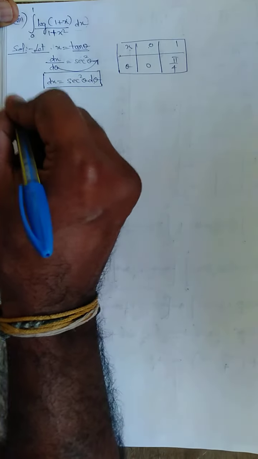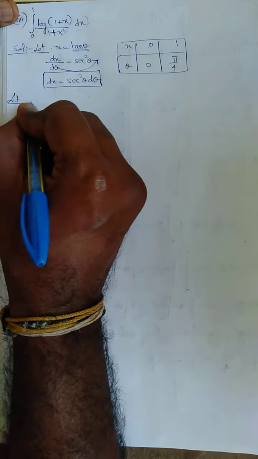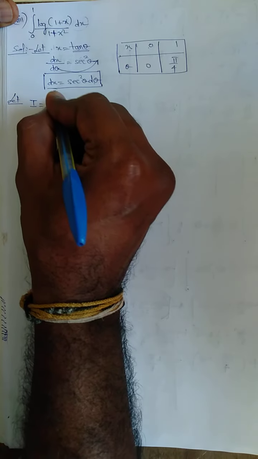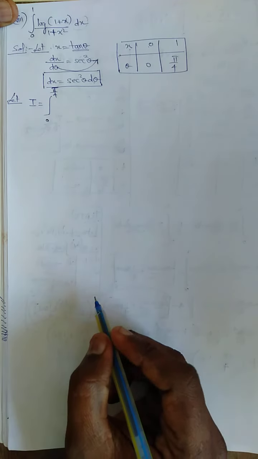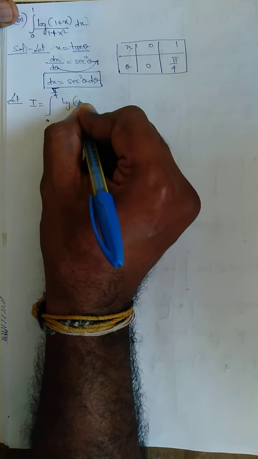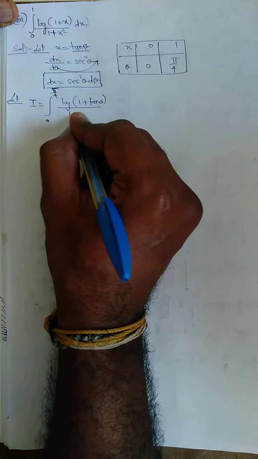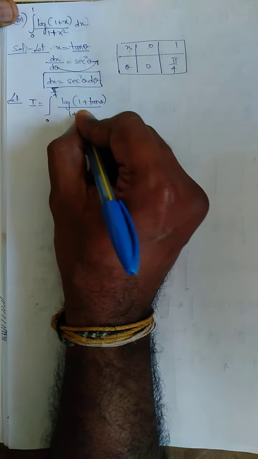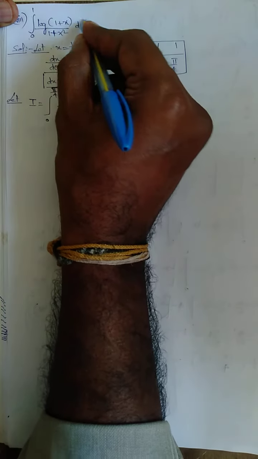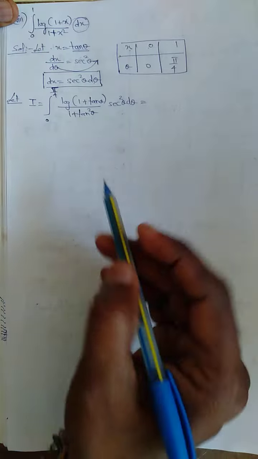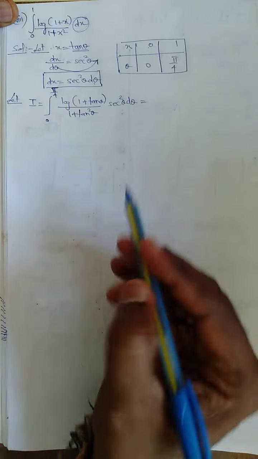Before applying, I am going to assume once again, listen very carefully: let I be equal to the integration from 0 to 1, which I can write as 0 to pi by 4 of log of 1 plus, what is x we have assumed, tan theta, divided by 1 plus x square, tan square theta, dx. What is dx? Secant square theta into d theta.